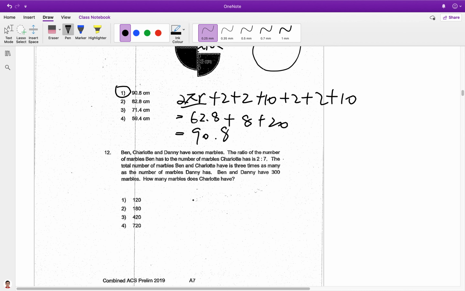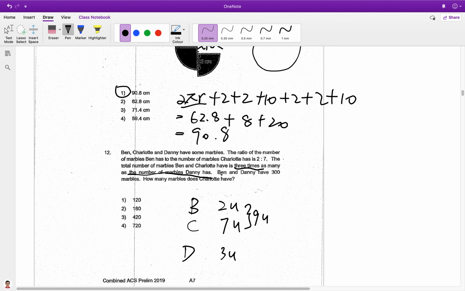So the ratio of the number of marbles Ben has to Charlotte is 2 to 7, right? The total number of marbles Ben and Charlotte have is 3 times as many as the marbles Danny has, right? So consider this is 2U and this is 7U. In total, there is 9U. So we know that it's 3 times that of Danny. So we divide by 3, and Danny is 3U, right?